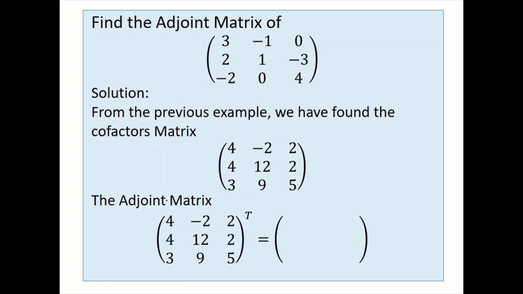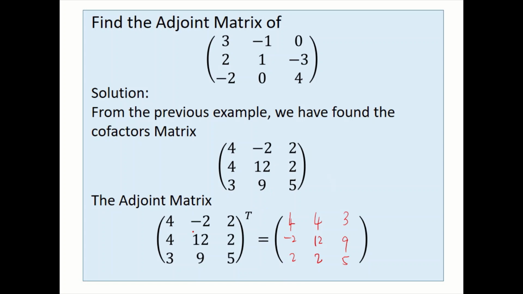Now to find the adjoint matrix of this, this is what we do. We transpose the matrix of cofactor. The first row now becomes the first column, so we have 4, -2, 2, and then the second row becomes the second column, and the third row now becomes the third column. So this is called the adjoint matrix.